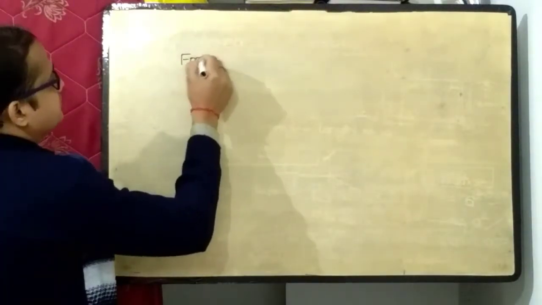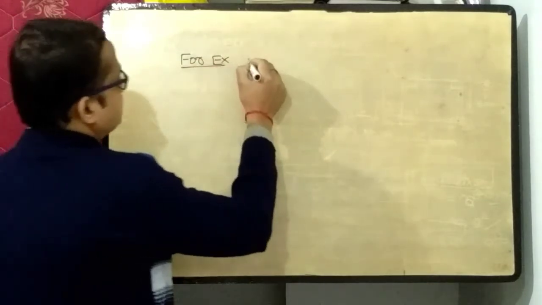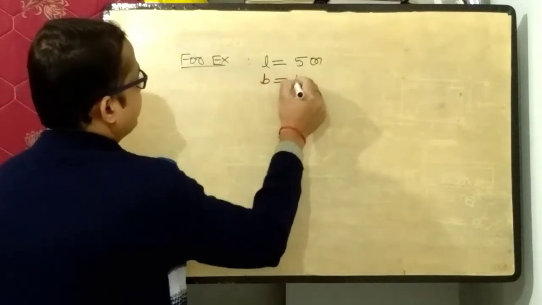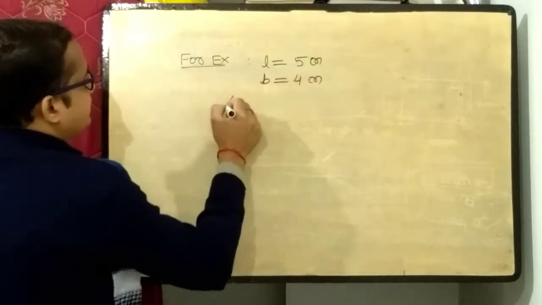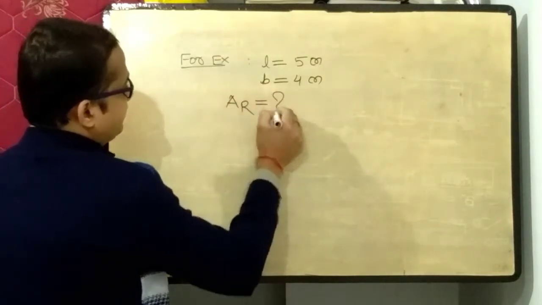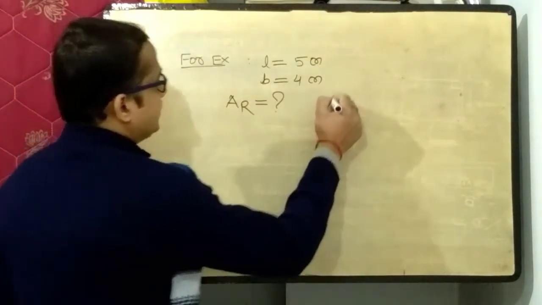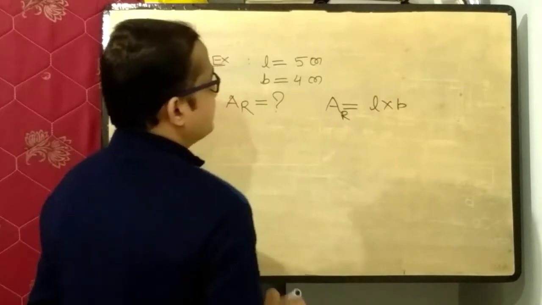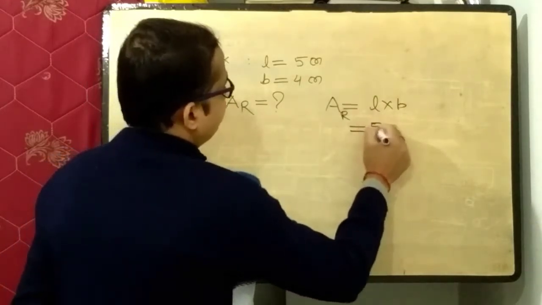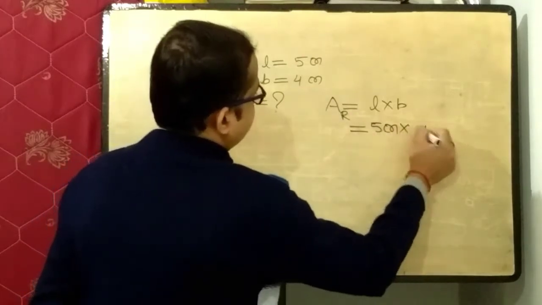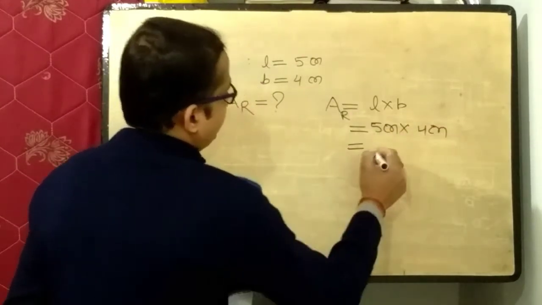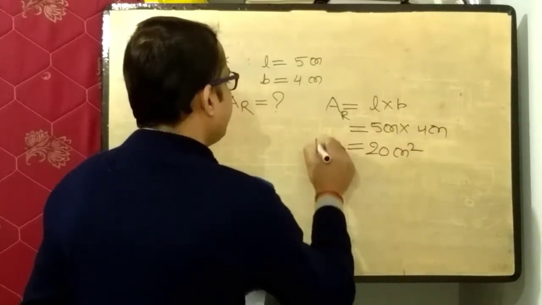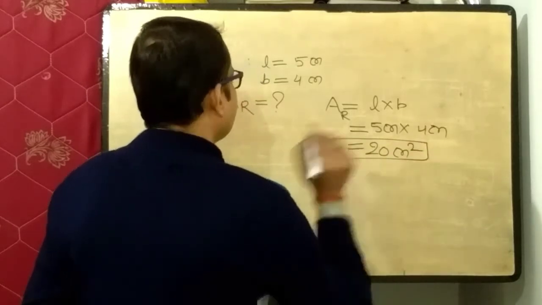For example, suppose the length of a rectangle is 5 meter and the breadth is 4 meter. Then area of rectangle equals what? Earlier we calculated area of rectangle equals length multiplied by breadth. Length 5 meter multiplied by breadth 4 meter gives 20, and meter into meter is meter square. So the area of the rectangle is 20 meter square.